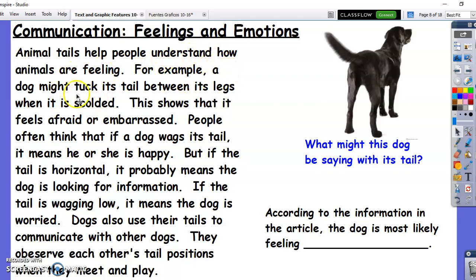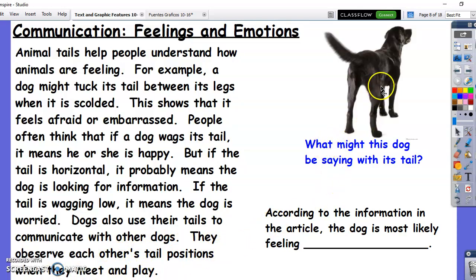For example, a dog might tuck its tail between its legs when it is scolded. This shows that it feels afraid or embarrassed. People often think that if a dog wags its tail, it means he or she is happy. But if the tail is horizontal, it probably means the dog is looking for information. If the tail is wagging low, it means the dog is worried. Dogs also use their tails to communicate with other dogs. They observe each other's tail positions when they meet and play.